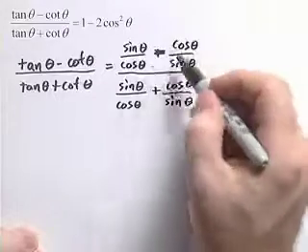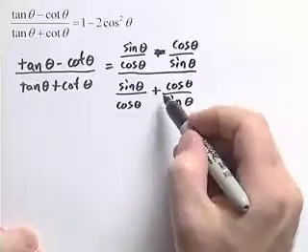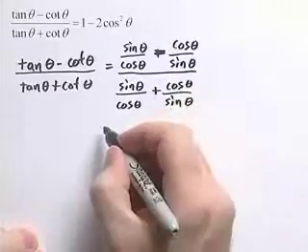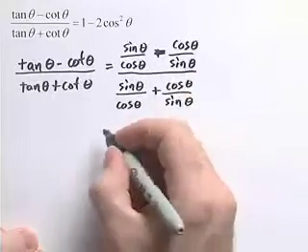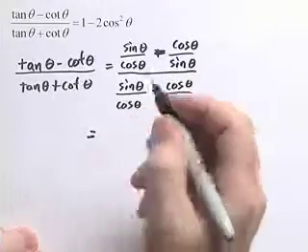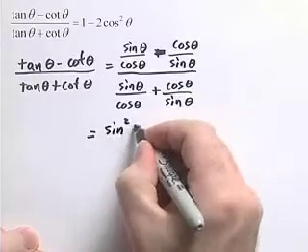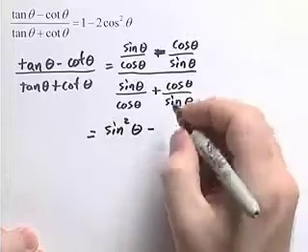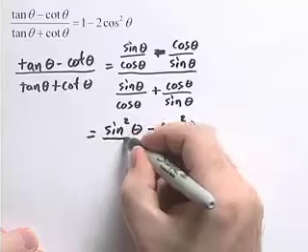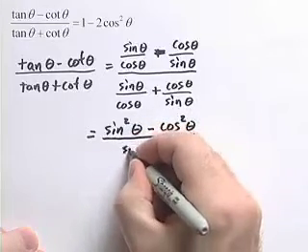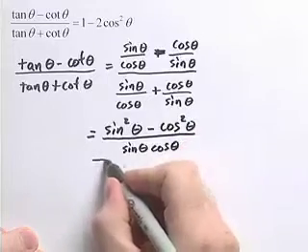We'd like to get a common denominator so that we can combine these fractions, and get a common denominator so we can combine these fractions. Our common denominator is going to be the product of the denominators, cosine and sine. If we go ahead and do that, we'll end up with sine squared theta minus cosine squared theta divided by sine theta cosine theta. That would be our numerator.